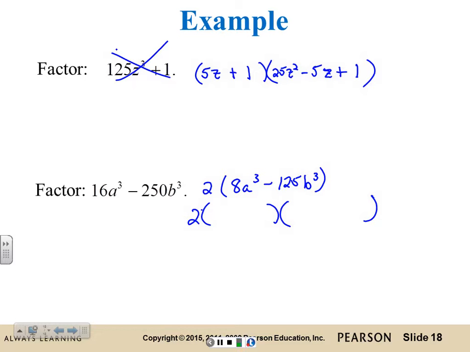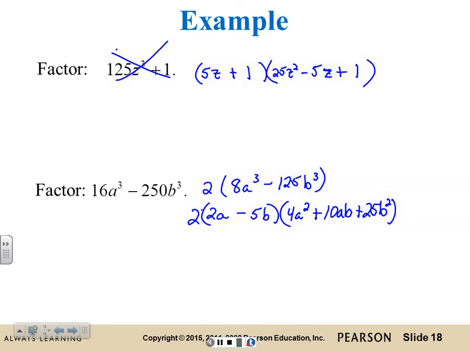Alright, so the cube root of 8a cubed is going to be 2a. Match that sign. Cube root of 125b cubed is going to be 5b. Take the first one and square it. So 2a squared is going to be 4a squared. Opposite sign. Multiply those two together, so we're going to get 10ab. Always plus. Take that last one and square it, so we're going to have 25b squared.